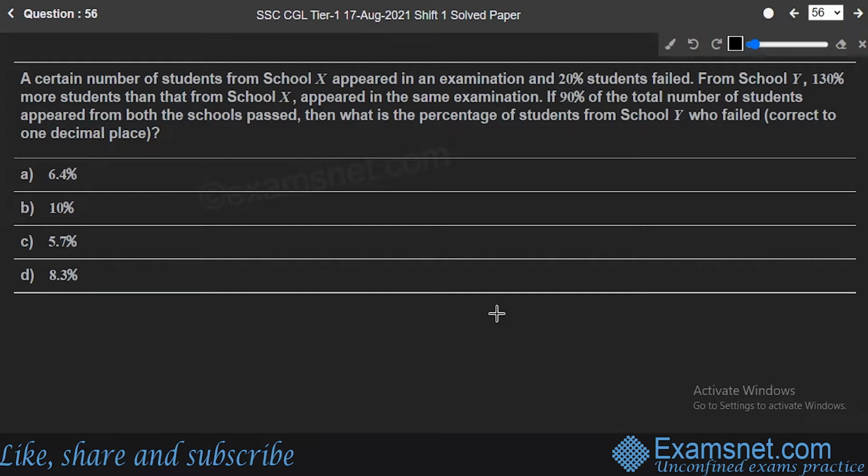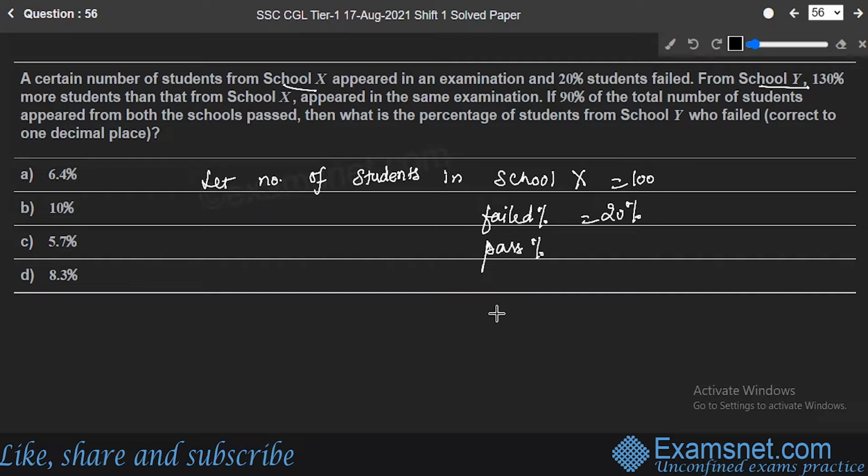So let's analyze the situation first. There are two schools, X and Y. All right. So let's go with the school X first. Let the number of students in school X be equal to 100, let's suppose. So now, what is the failed percentage? They said failed percent is 20. Obviously, what will the pass percentage be? Pass percentage will be 80, right?